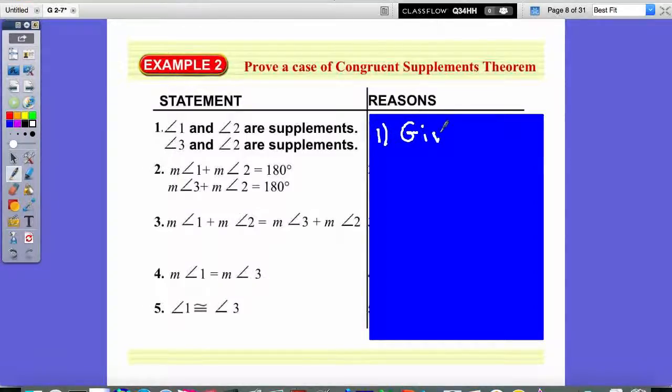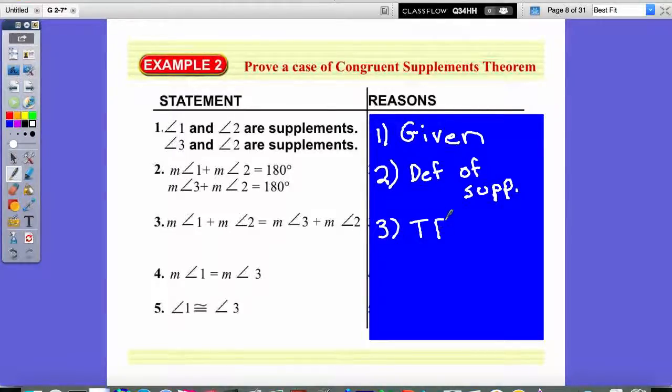Since we have that word supplement, it's probably a good idea to talk about what that means. That means that if I add their measures together, it equals 180 degrees. That is the definition of supplements. Now, if this is equal to 180 degrees and this is equal to 180 degrees, since they're both equal to 180 degrees, they're equal to each other. That is the transitive property of equality.